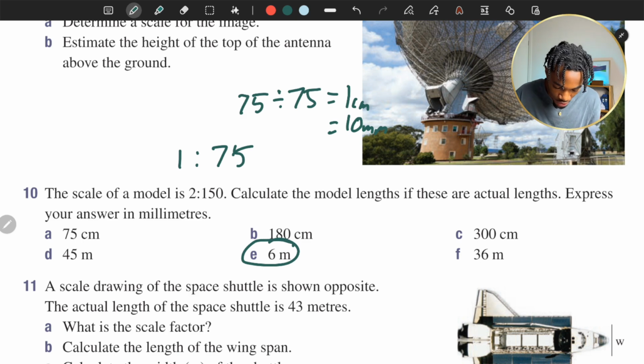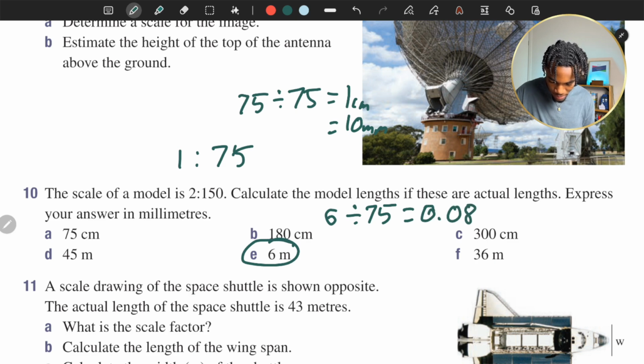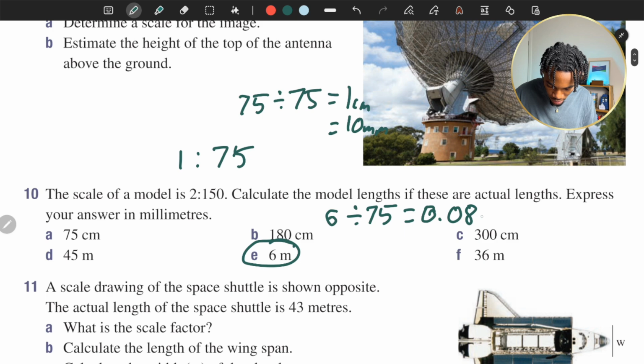So let's do it with the conversion later. 6 divided by 75 equals 0.08, and then we're just going to times this by 100, equals 8. Millimeters, no. So times it by 1,000. So equals 80 millimeters.